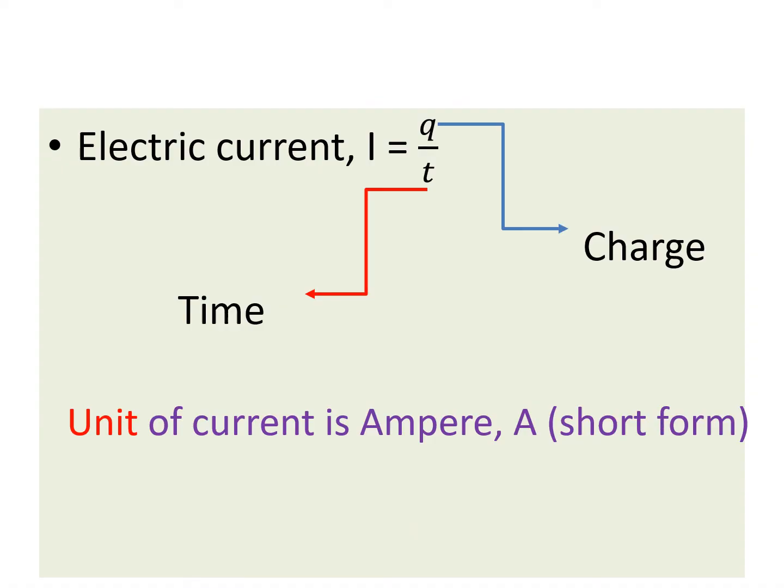Now, my students, electric current I equals Q divided by T. Q means charge, T means time, and the electric current unit is ampere, in short form A. You have to remember this formula, I equals Q divided by T. If you get the amount of Q and time, you will find out the electric current.